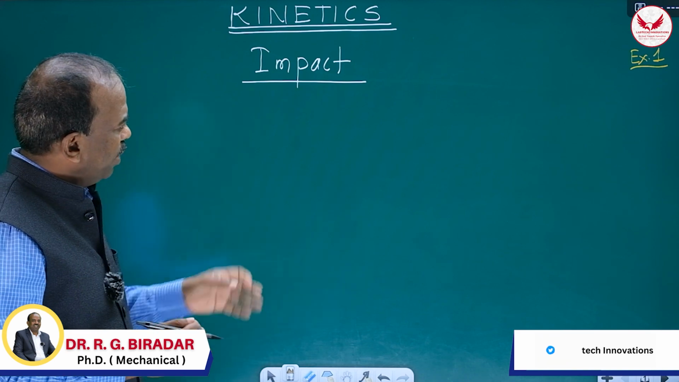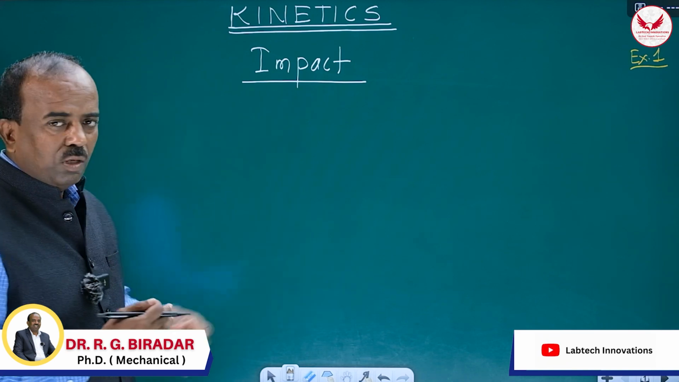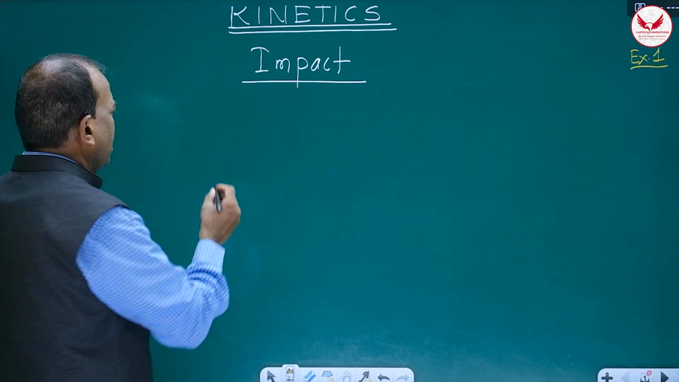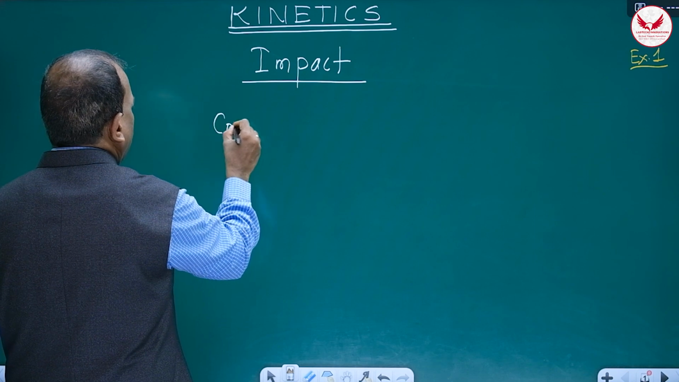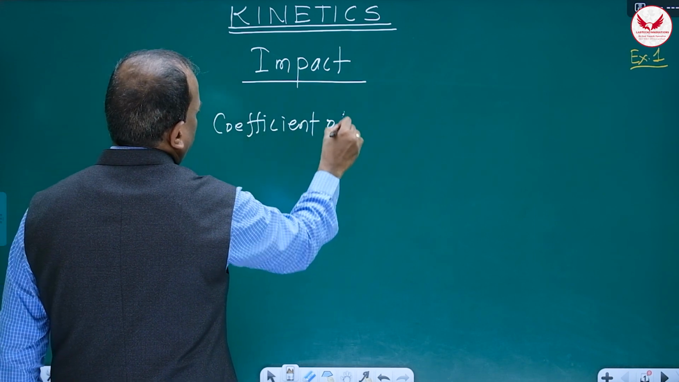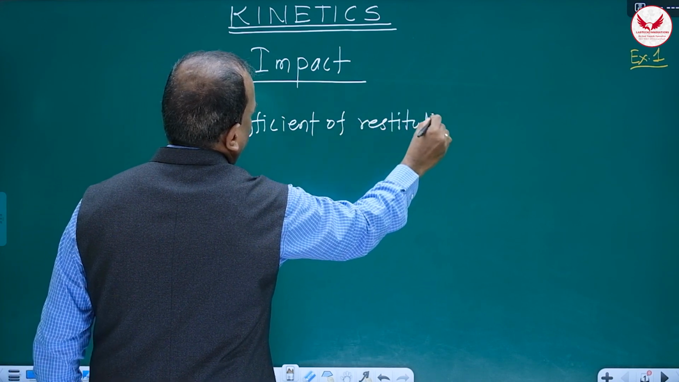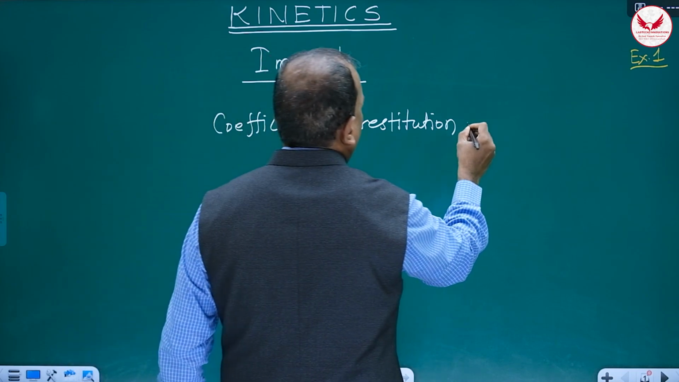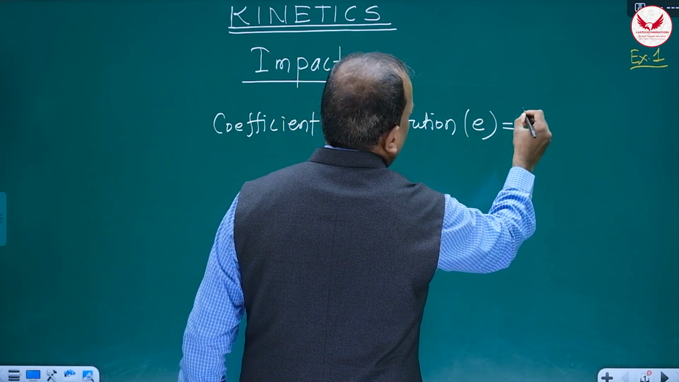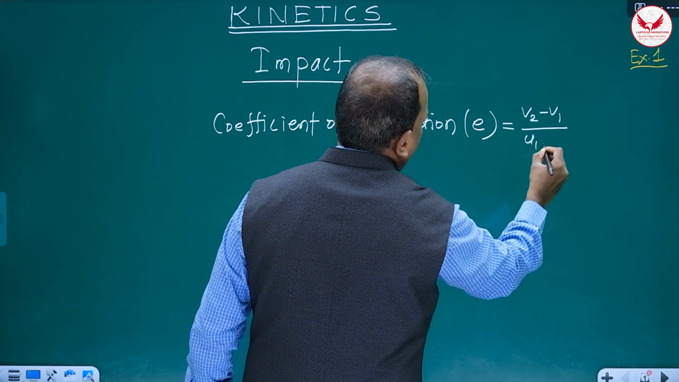And in the linear impact, what we must know are only two formulas. If you know them, you can solve many problems easily. And which are these two formulas? First is the coefficient of restitution, denoted by E. It is equal to V2 minus V1 by U1 minus U2.